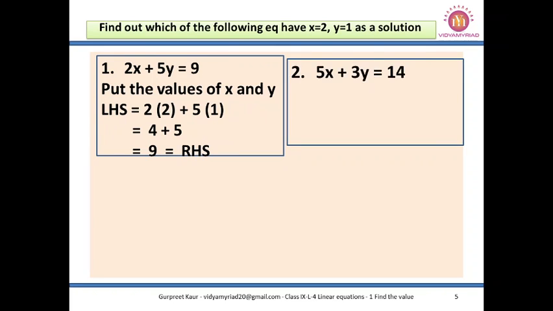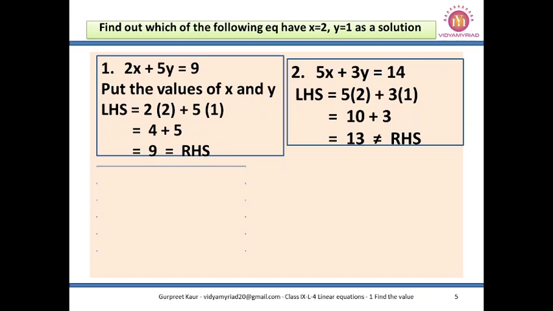Next example, we have 5x plus 3y is equal to 14. Put x is equal to 2 and y is equal to 1 in your left hand side and see whether you are getting 14 or not. No, you are getting 13 as your answer in the left hand side, which is not equal to your right hand side, and hence they are not forming the solutions.